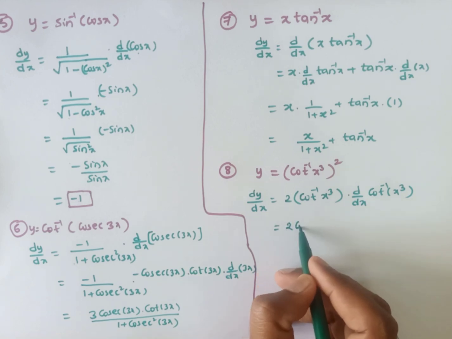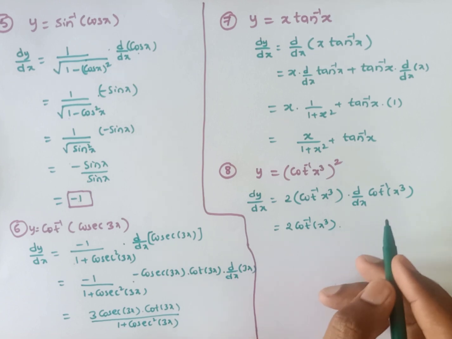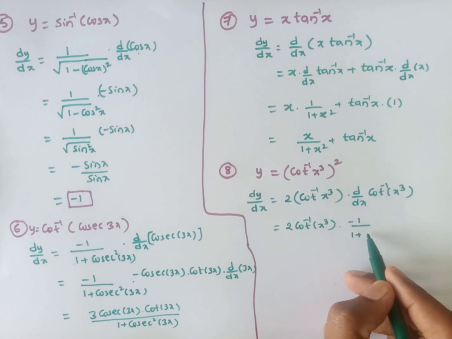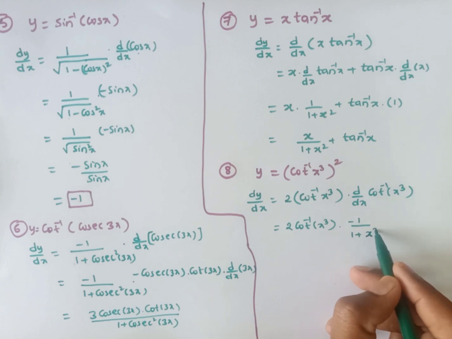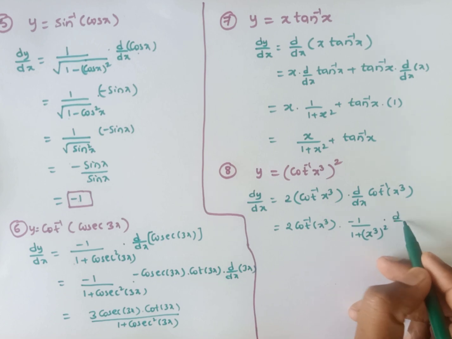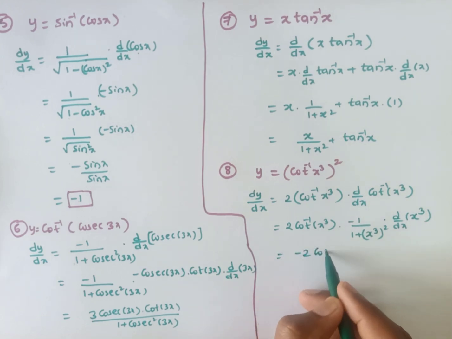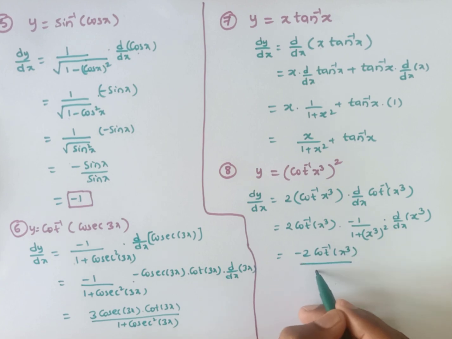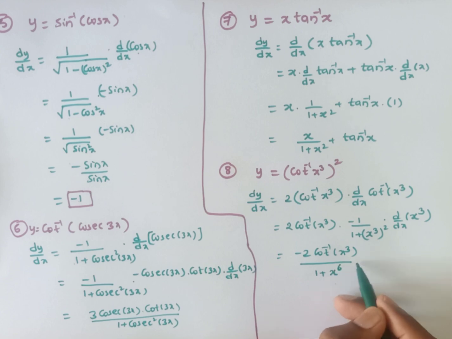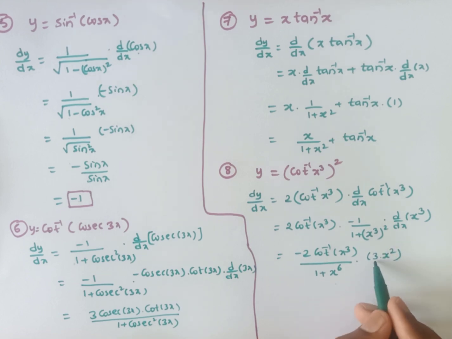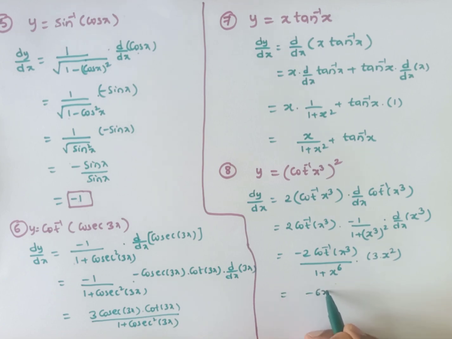So this is 2 into cot inverse of x cube into the derivative of cot inverse of x, which is minus 1 by 1 plus x square, but instead of x, x cube is there, so we write it as x cube whole square, into d by dx of the inner function x cube. So finally this is minus 2 into cot inverse of x cube by 1 plus x cube whole square, which means x to the power of 6, into the derivative of x cube, that is 3 into x to the power of 3 minus 1, that is 3x square. So 3x square into minus 2 is minus 6x square into cot inverse of x cube, divided by 1 plus x to the power of 6.